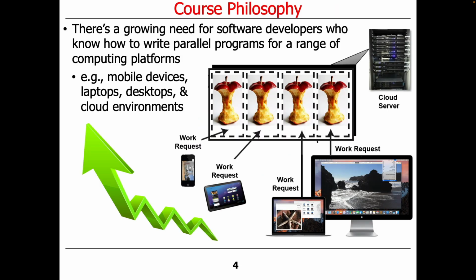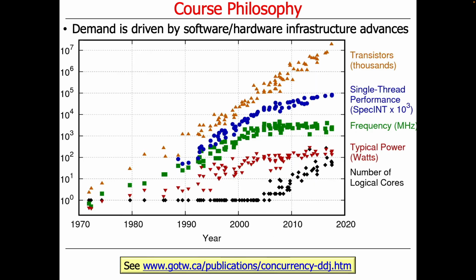science. So there's a growing need, and this need has been growing for a long time, for software developers like some of you, if you end up going in this direction in the future, who know how to write parallel programs for a range of computing platforms. And this goes all the way from mobile devices, wearables, smartphones, tablets, and so on, up to laptops, which most of you have, desktops, cloud environments, and so on, everything in between. Almost everything these days is parallel enabled. And part of this is driven by advances in software and hardware infrastructure.